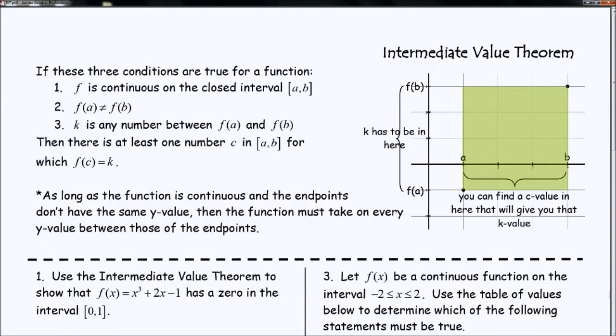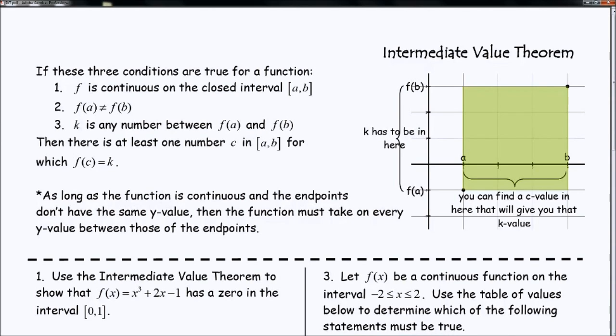All right, we're going to talk about an idea that's an existence theorem. It's called the intermediate value theorem. And please don't think too hard about this, because this is mostly a common sense kind of theorem. And so let's suppose these conditions are true for a function.